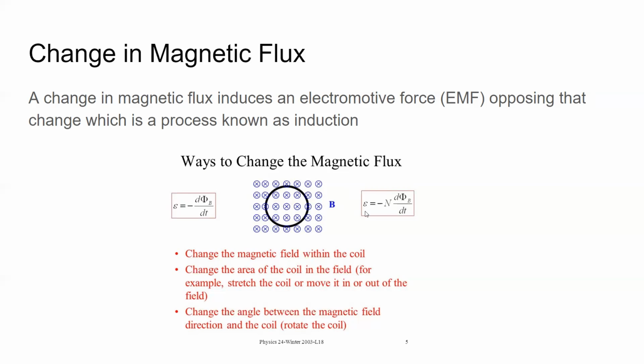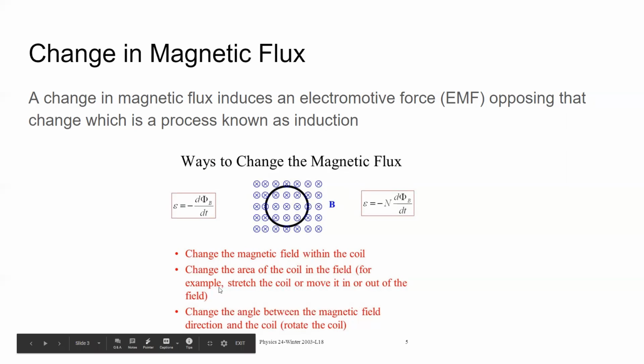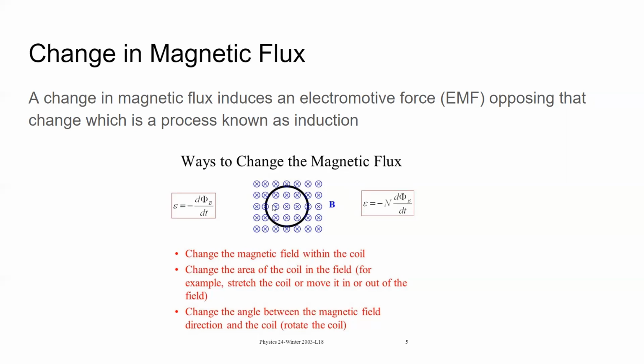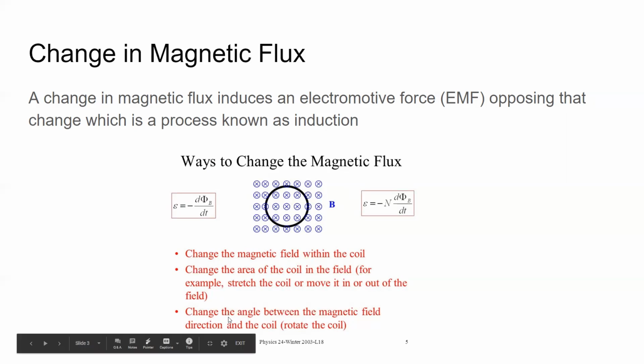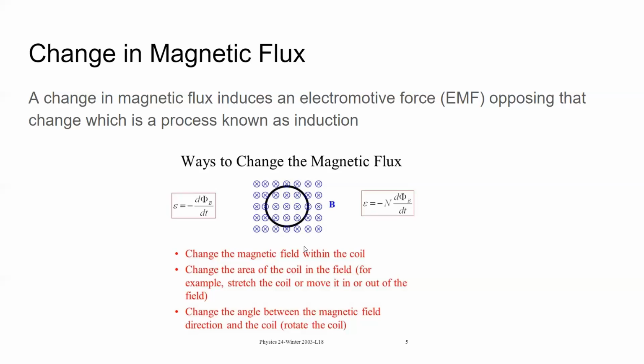So, as said before, there can be a change. You can change the magnetic field within the coil. You can change the area of the coil, so you could move it in or out of the field, or you can stretch it. Or you can change the angle between the magnetic field and the coil by rotating the coil.